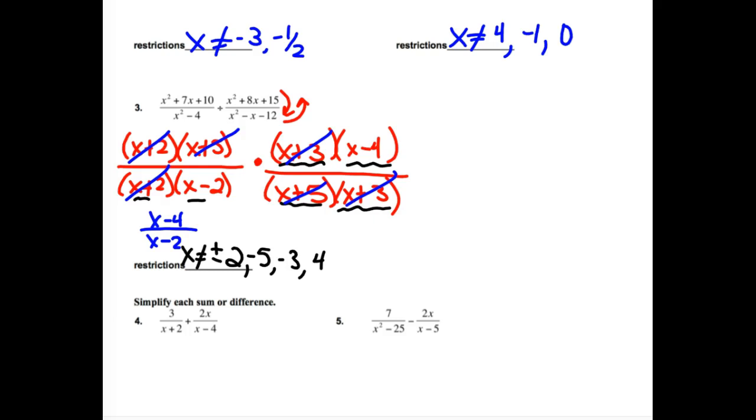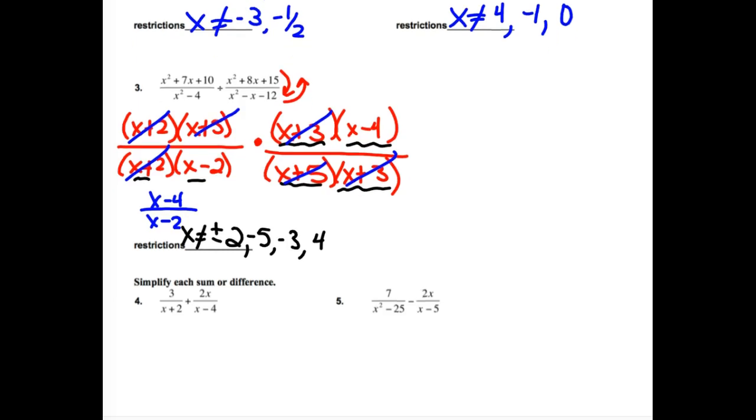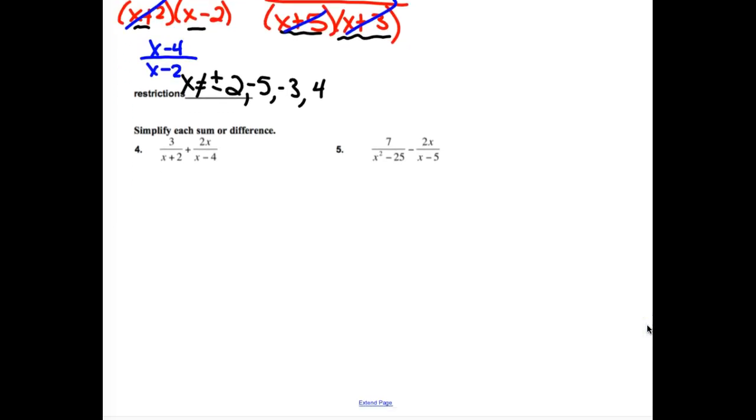All right, that was 8.4. Shifting now to 8.5. This is where we were doing our adding, subtracting, and simplifying those complex fractions. What's different about adding and subtracting compared to the things we've just been working on? Yes, we need a common denominator. Do we have a common denominator? No. The only way we can get a common denominator is through multiplication.